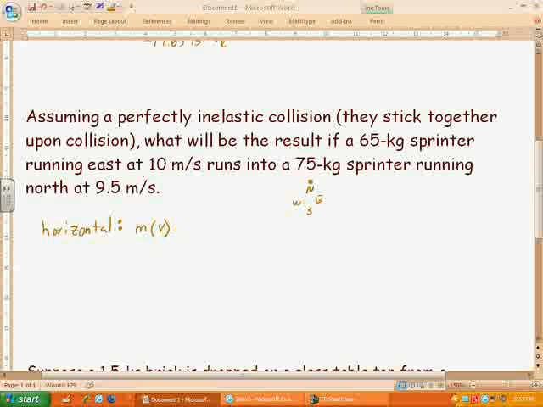And then the 75 kilogram sprinter is going north, so he doesn't have any horizontal momentum. So this is the first guy. That will equal, now in the end, they're both going to be moving in the same direction.